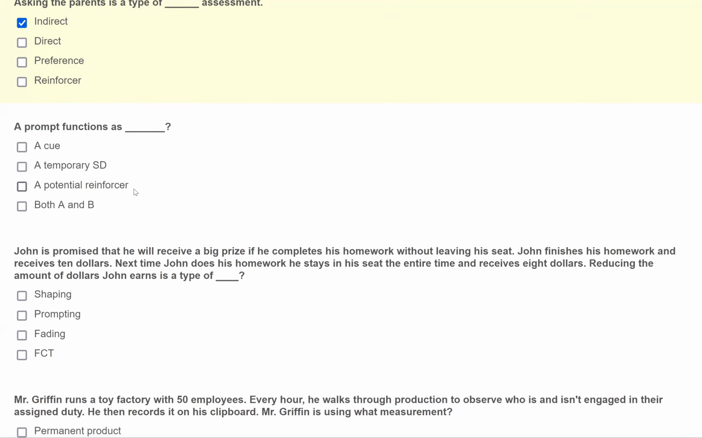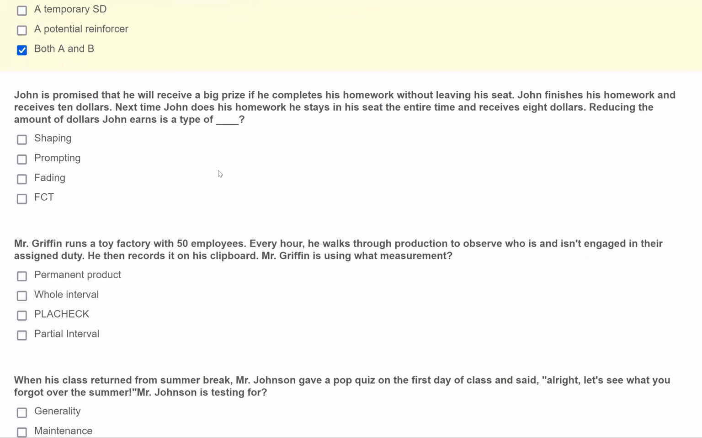Does a prompt function as a potential reinforcer? Well, no, because is a prompt an antecedent or a consequence? Well, a prompt is an antecedent and a reinforcer is a consequence. So a prompt can't function as a potential reinforcer. A prompt does function as a cue. It functions as a temporary SD. So a prompt functions as both A and B.